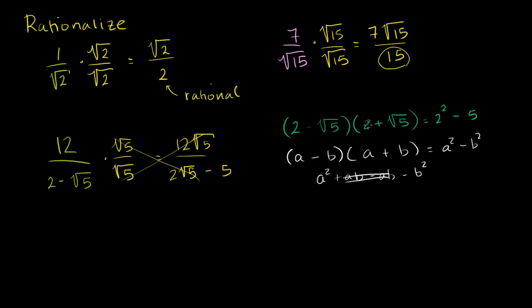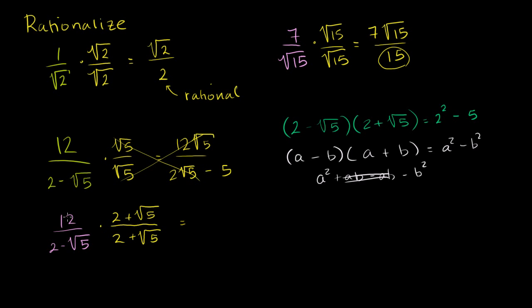So if you take advantage of the difference of squares of binomials, or the factoring difference of squares, however you want to view it, then you can rationalize this denominator. So let's do that. Let me rewrite the problem: 12 over 2 minus the square root of 5. In this situation, I just multiply the numerator and the denominator by 2 plus the square root of 5 over 2 plus the square root of 5. Once again, I'm just multiplying the number by 1. So I'm not changing the fundamental number. I'm just changing how we represent it.